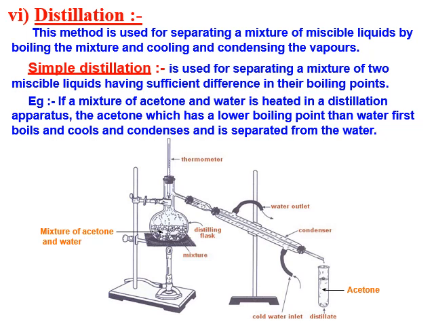Example, if a mixture of acetone and water is heated in a distillation apparatus, the acetone has a lower boiling point, which means it boils faster than water. So acetone first boils, cools and condenses, and is separated from the water.